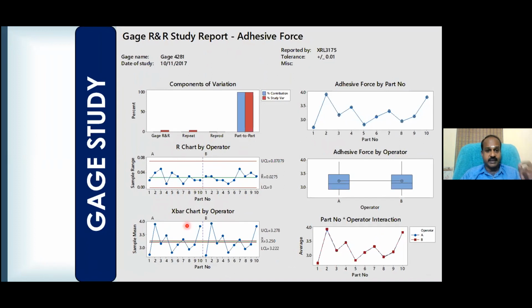X bar means average. If you learn to use statistics in your real life, you will be highly, highly successful. Your domain knowledge, when combined with statistical knowledge, you can grow very fast, right? And see here, everything is statistics. So R chart, X bar chart, and here what you see is a chart called a dot plot. You see several dots, right? And so it is called a dot plot. And then this is called the box plot. And again, this is called the interaction plot.